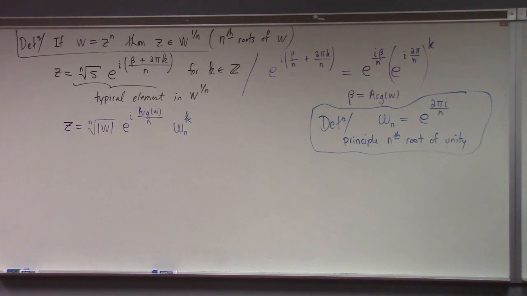e to the 2 pi i over what? 2, also known as e to the pi i. I'll remind you guys, that's the cosine of pi plus i times the sine of pi.